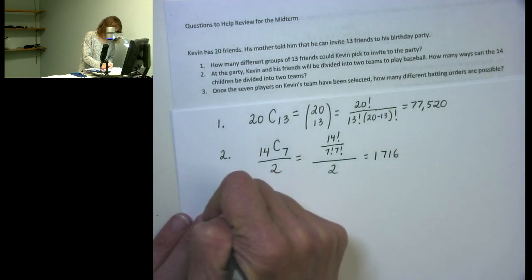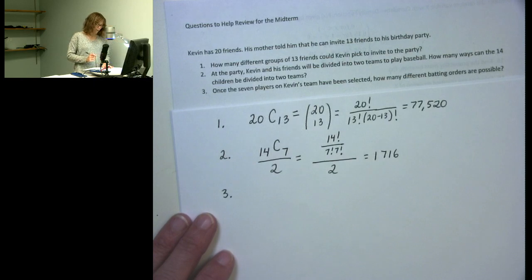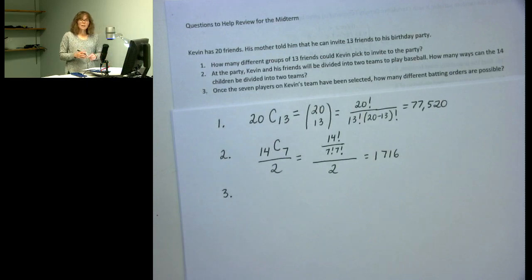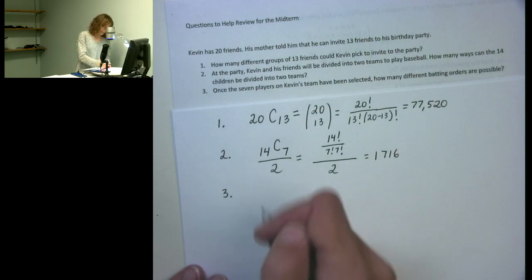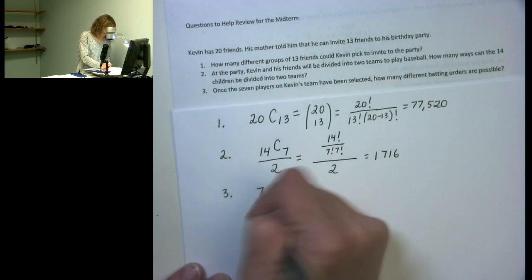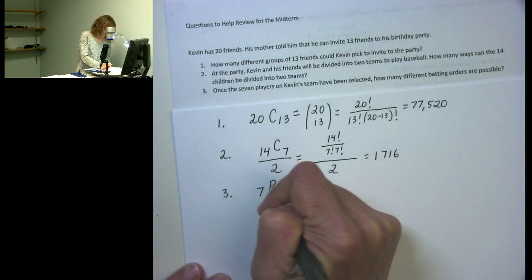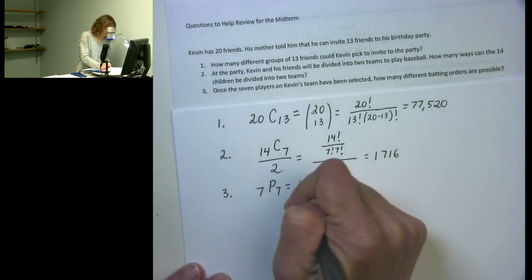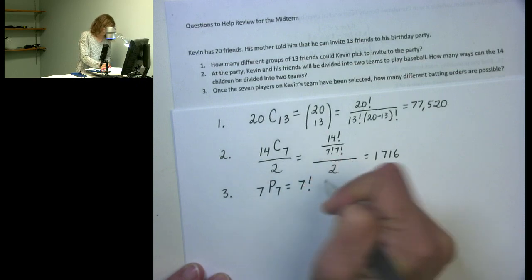And then the third question, this is the last one in the counting series. Once the 7 players on Kevin's team have been selected, how many different batting orders are possible? When I'm thinking about a batting order, now the order matters. I'm not just considering subsets. I have my subset, and I'm thinking about how many ways I can order it. So ordering is permutations. So I'm just permuting all 7 players. We could write this as 7 permute 7, but this is just equal to 7 factorial.